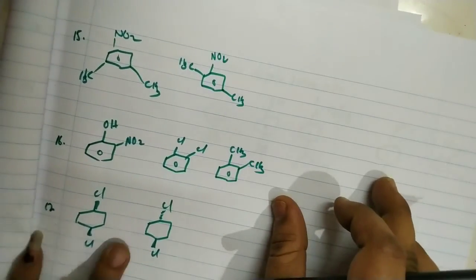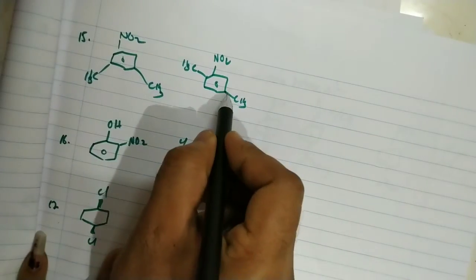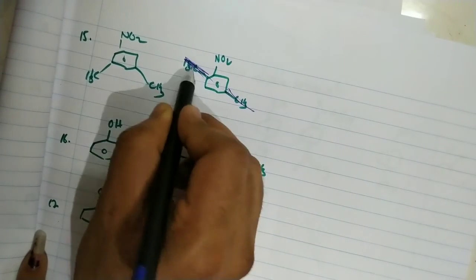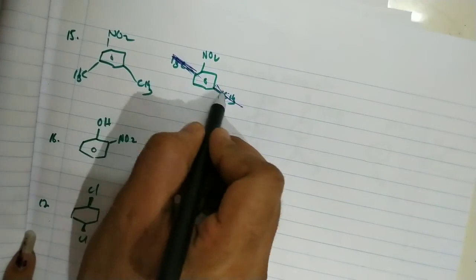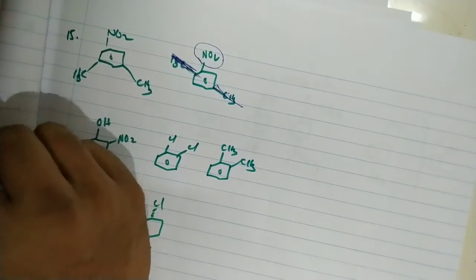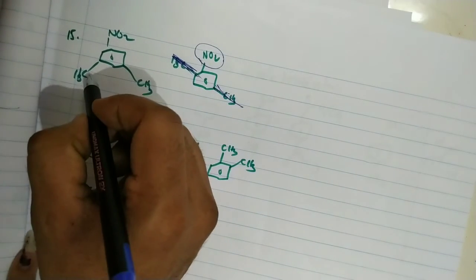And next, here you can see this molecule. This CH3 and this CH3 are exactly opposite, so the dipole moments of these two bonds cancel each other. So the resultant dipole moment is because of this NO2.